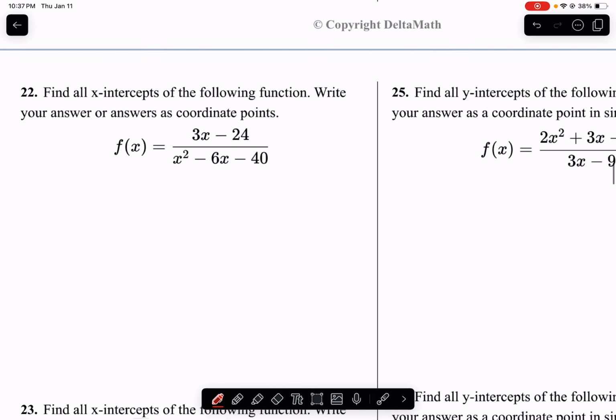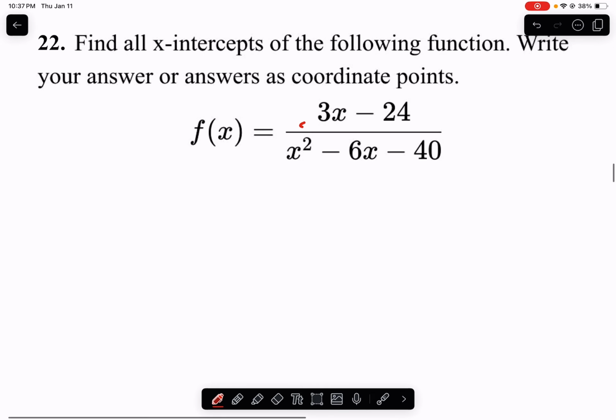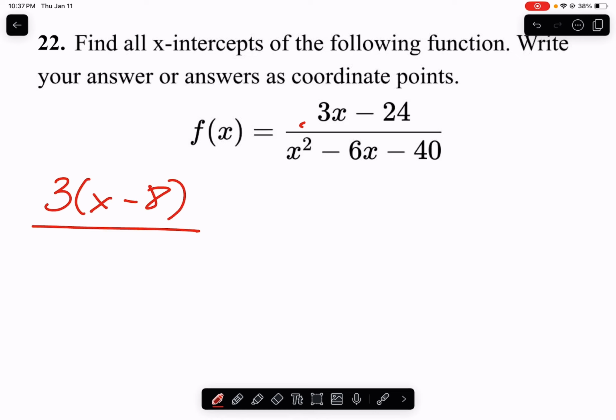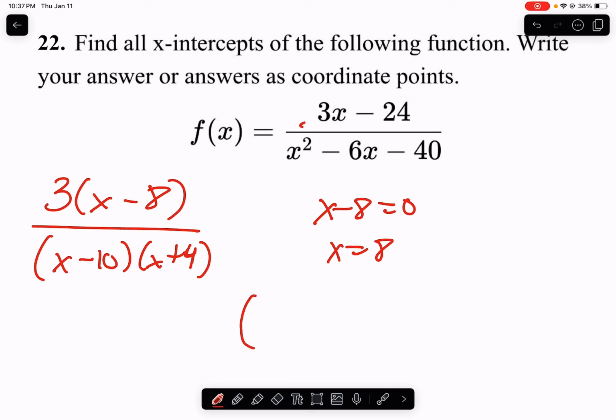All right, next one here. At the top, I can take a 3 out, so I'm going to get x minus 8. And honestly, at this point, if you think you can do one of these on your own, I would pause the video and just give this a shot and see if you can do it. x minus 10, x plus 4, nothing cancels. So I, again, just set the top equal to 0. x minus 8, x equals 8. So our x-intercept is going to be 8, comma 0.